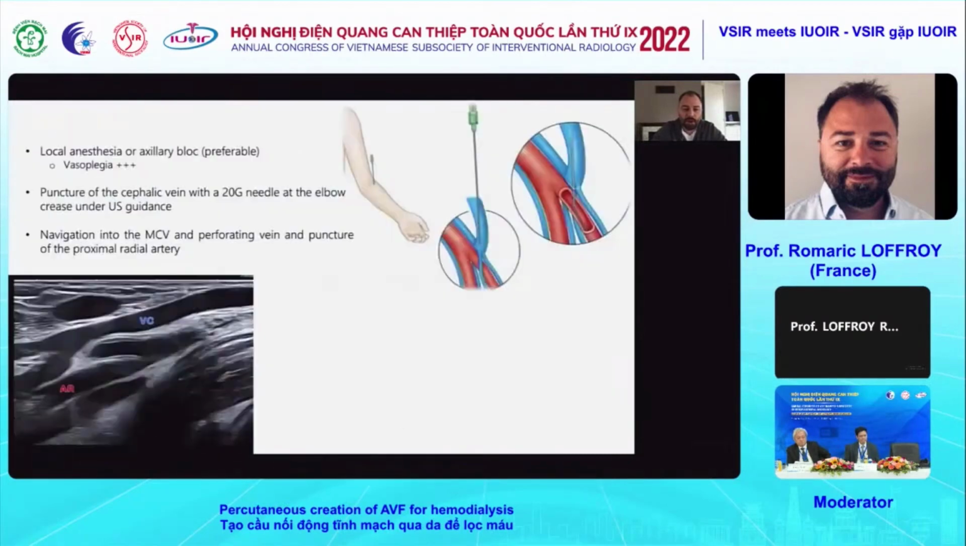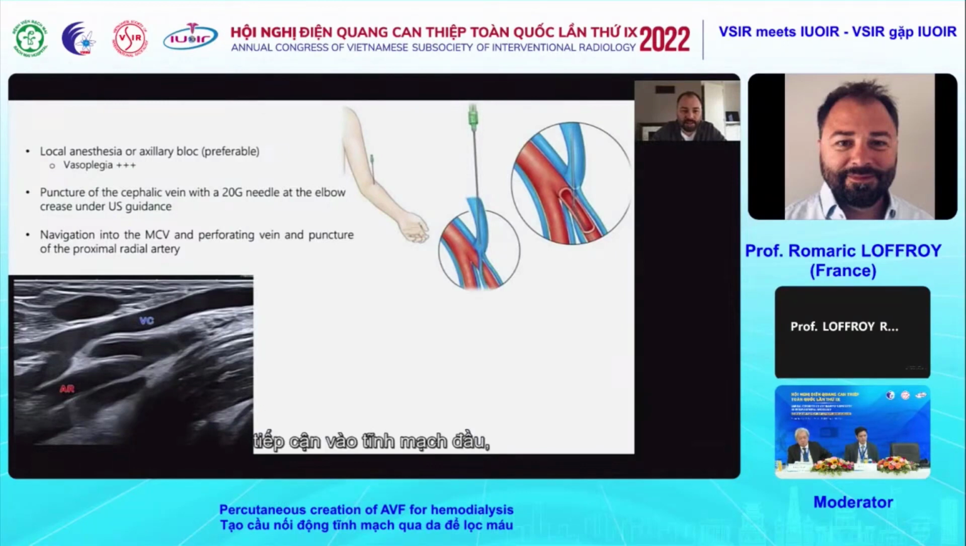I will show you. So we usually make this kind of procedure under local anesthesia, or mainly now with axillary block. This is preferable for two things, because we get vasoplegia, and the veins and the arteries are bigger in that case, which makes the procedure easier.